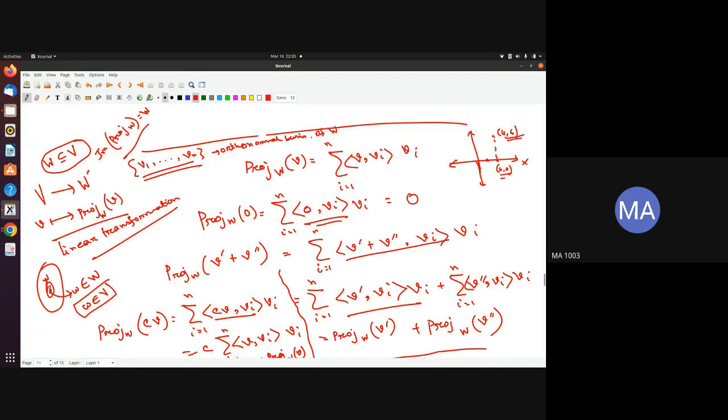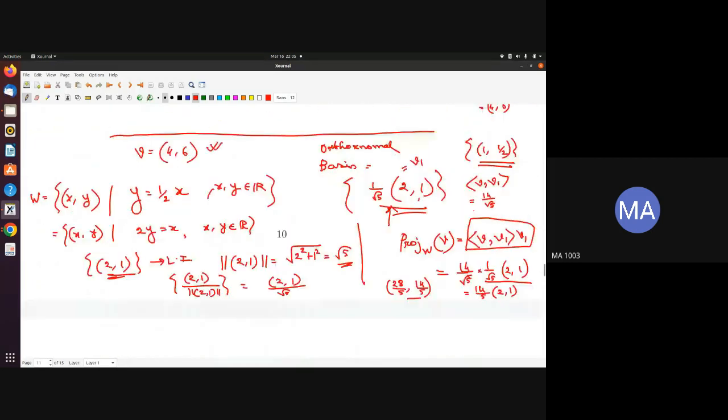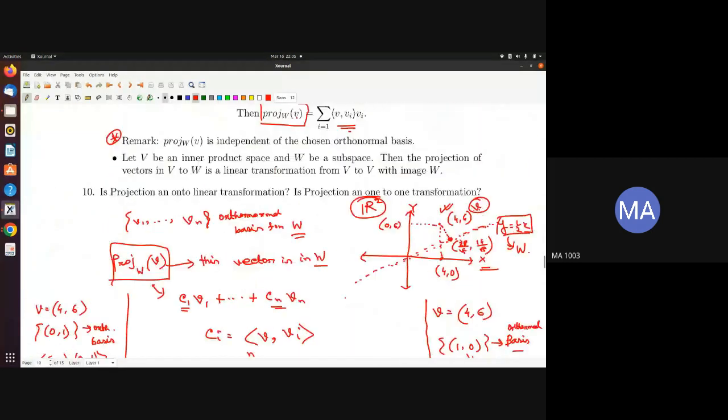The point 4, 0 has projection 4, 0, and 4, 6 or any other point on this line would have the same projection 4, 0. Right? So there are many points which go to the same element. So it is not 1-to-1 in general, but it is always onto. So the projection map which we are talking about is always onto, but may not be 1-to-1. Clear? Yes, sir.